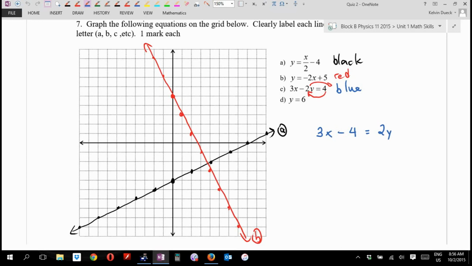How would I get the y by itself? I am perfectly fine if you do that, because I didn't say in this question, give me the equation. I said graph the stupid thing. So graph it. Y-intercept is -2. Slope is up 3 over 2, up 3 over 2, up 3 over 2.